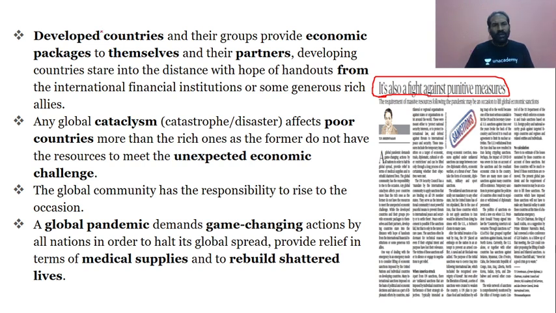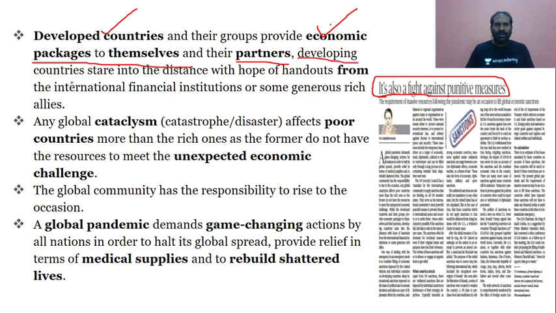So developed countries and their groups provide economic packages to themselves. It is very obvious and clear that the developed countries will definitely try to support their own partners through economic packages. That means the developed countries will support their partners with economic packages. But what is happening to the developing countries?